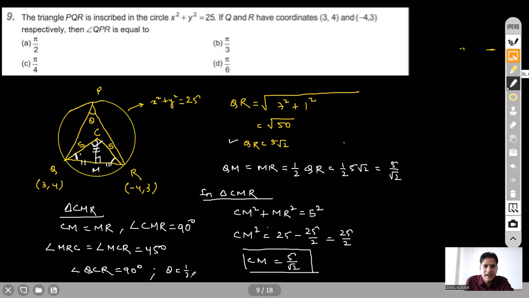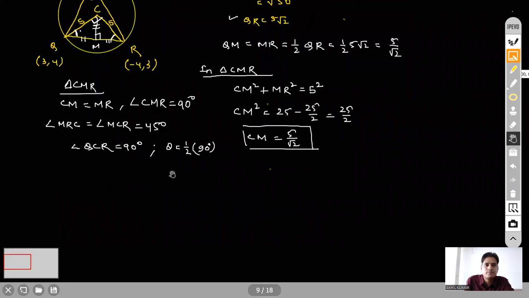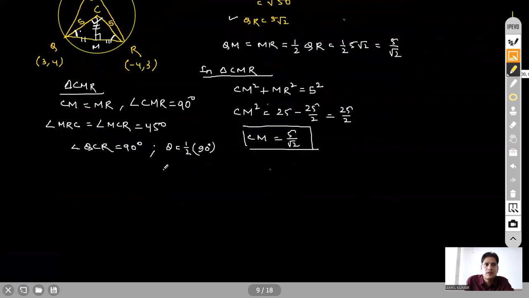That is, theta will be equal to half of 90 degrees. Half of what is theta? Angle QPR. Angle QPR is half of angle, we can say, let me write in this fashion. Let me erase this. Sorry. This will be 45 degrees.